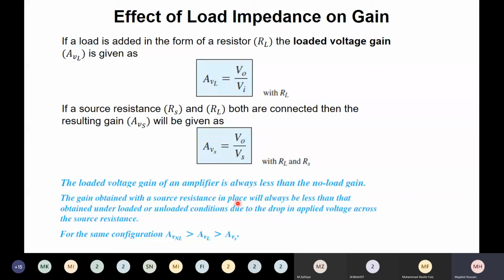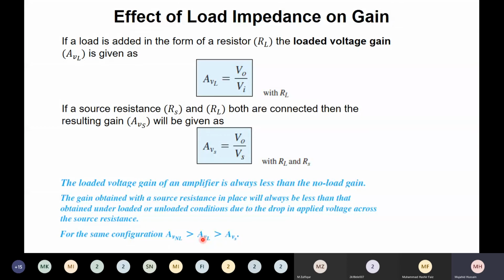So there are three types of gains. First one was the no load voltage gain. Then we applied the load resistance RL, that was called the loaded voltage gain. And then we added a source resistance, and that was known as AVS, the overall voltage gain. So the overall voltage gain will be less than the loaded voltage gain, and the loaded voltage gain will be less than the no load voltage gain for the same configuration.